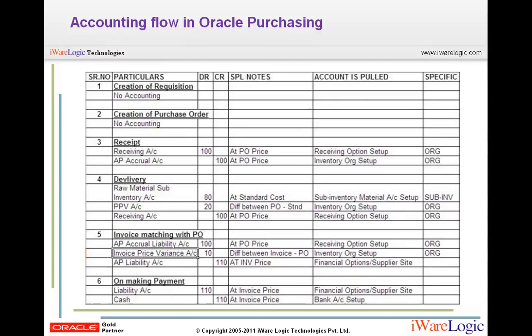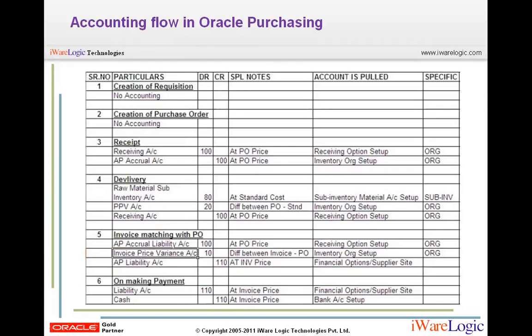If there is a price variance in the invoicing, then the invoice price variance account will be debited by that amount, that is the difference between the invoice and the PO price. At the same time, the AP liability account with the cumulative amount of AP accrual liability and IPV account will be credited. The last is when we make the payment, the liability account will be debited and the cash will be credited.